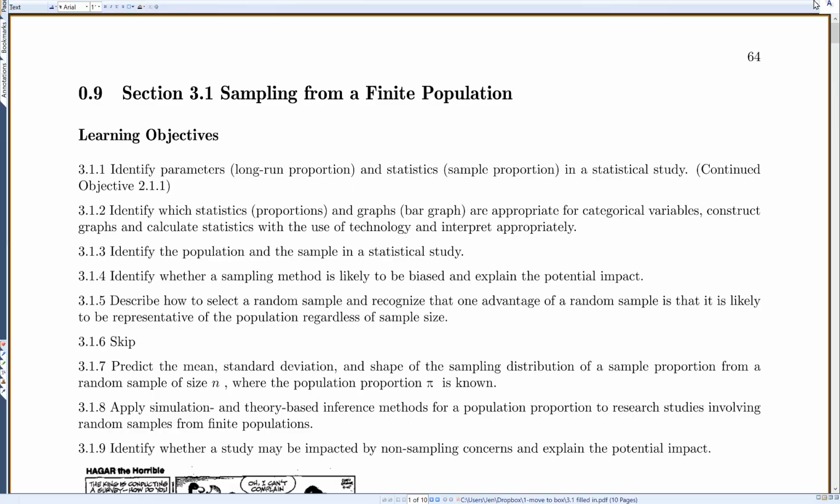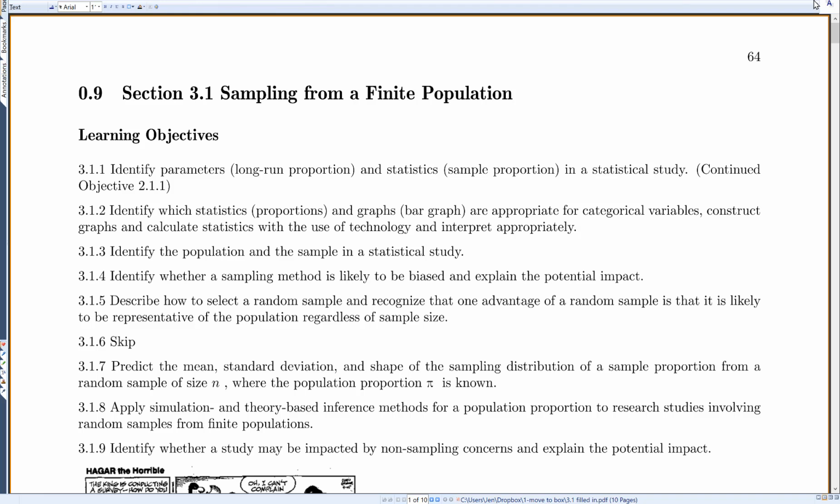This is section 3.1, sampling from a finite population. You'll find when we do this that a lot of it will feel like a review from chapter 2. In this textbook, they're doing a spiral approach. So we learn a topic, and then we learn a new topic, then we review the old topics, and we just keep learning and reviewing and building one little detail at a time. And that's why you'll often feel like we're reviewing again.